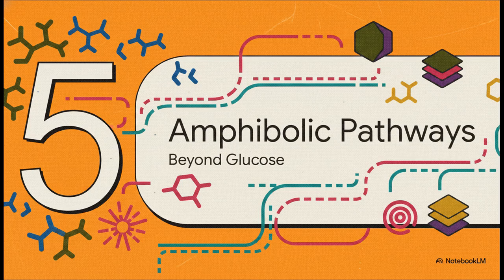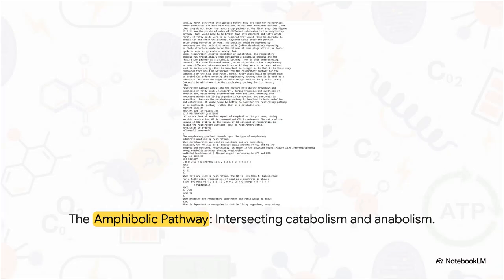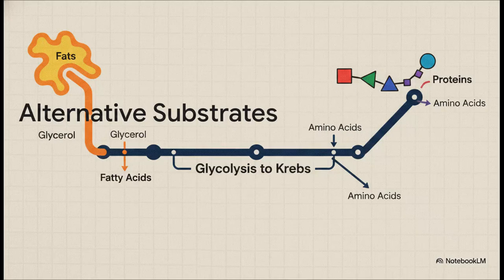Let's look at Section 5, Beyond Glucose, covering amphibolic pathways, to see how cells manage alternative fuels. We've talked a lot about respiration as a catabolic pathway, breaking down glucose. But the living cell is incredibly dynamic. This pathway is actually amphibolic. That means it breaks things down, yes, but it also provides the carbon skeletons used for anabolism, meaning building things up. Intermediates are constantly being withdrawn from this cycle to synthesize new molecules the cell needs to grow. It's like a giant intersection of building up and breaking down. And it goes both ways.